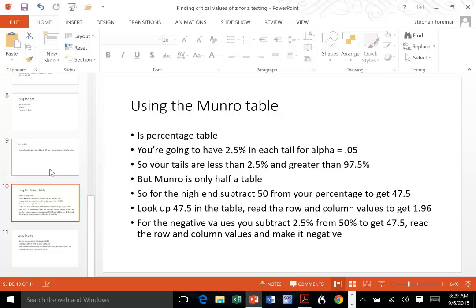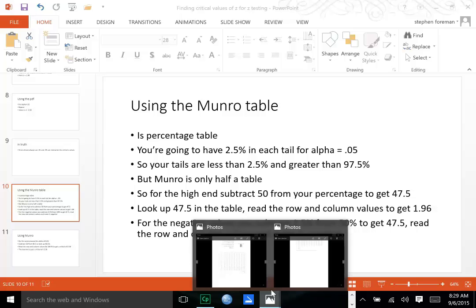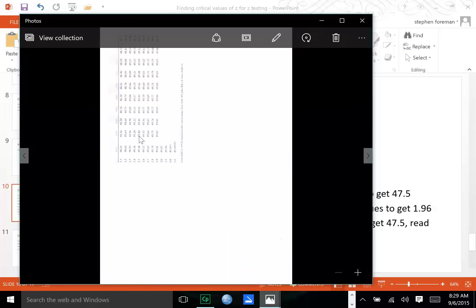Now, Monroe is a little harder to use. It's a percentage table, so we're going to have 2.5% of our distribution in each tail for alpha at 0.05. The tails will be for values less than 2.5% and greater than 97.5%. The twist for Monroe is that it's only half a table. So for the high-end value, you're going to need to subtract 50 from your high-end percentage, and this gives us 47.5 for the high-end value.